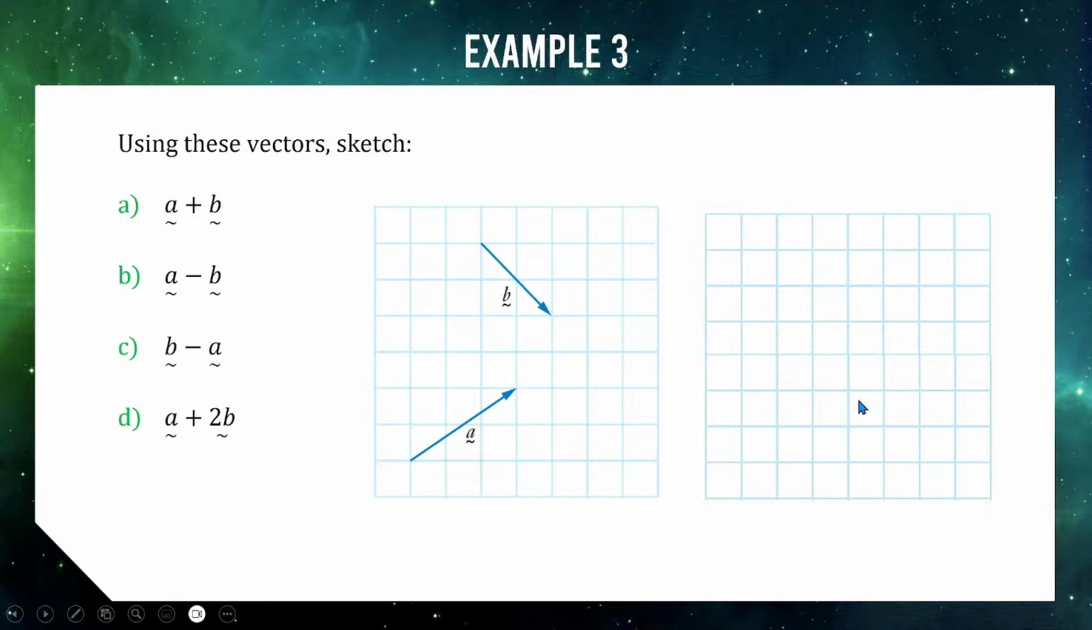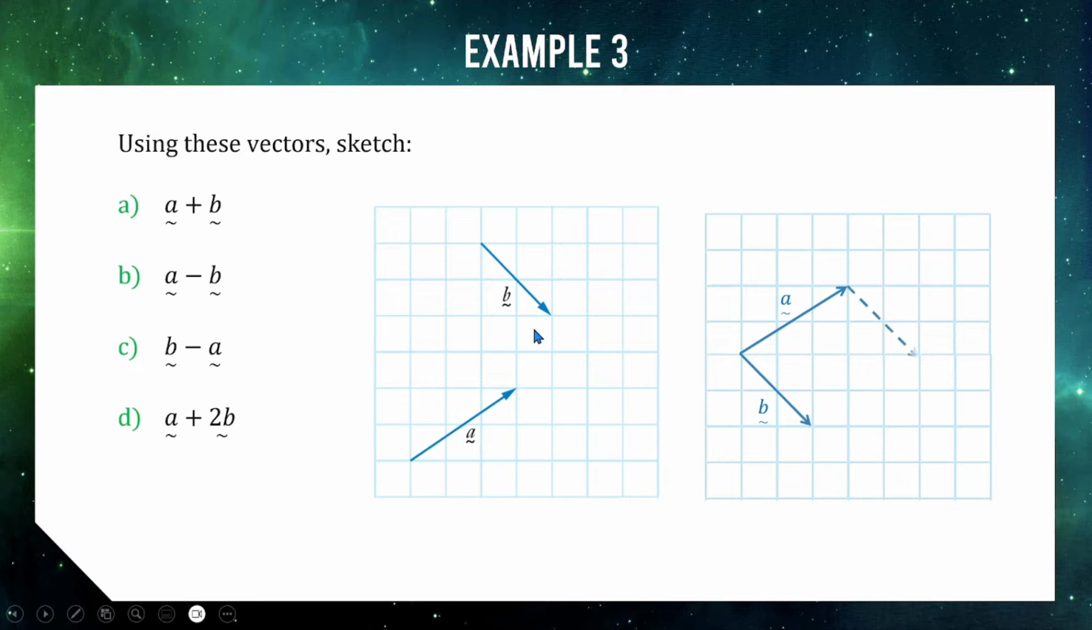Okay, let's do some examples. We've got two vectors here, a and b. First thing we're going to do is add them together. You can use either of the methods I showed you before. I can't remember what I did, so let's see. I'm guessing I'm going to put them base to base. All right, there's A, and there's B, base to base.